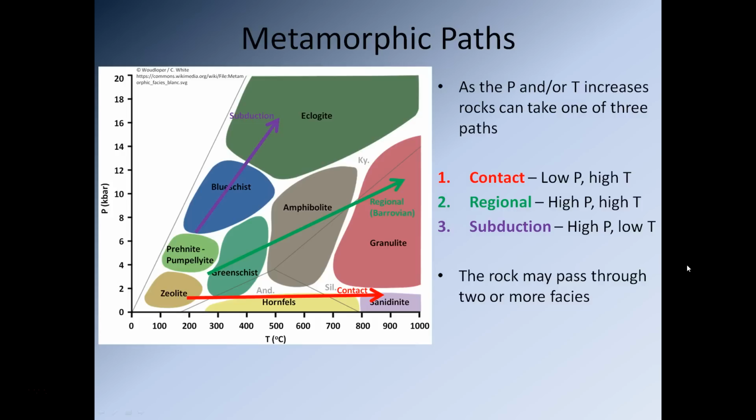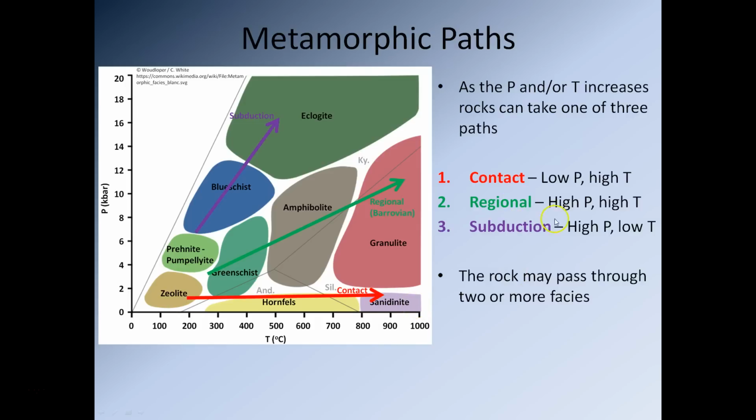So, when we discuss metamorphism, we typically discuss three distinct pathways along which a rock can be metamorphosed. There is contact metamorphism, regional metamorphism, and subduction metamorphism. Contact metamorphism takes what's referred to as a low pressure, high temperature path. As you can see, low pressure down here and temperature increases, so it follows this red line here. It will give us a group of rocks which we refer to as the hornfelses, and eventually the very high grade rocks which we refer to as the sanidinites.